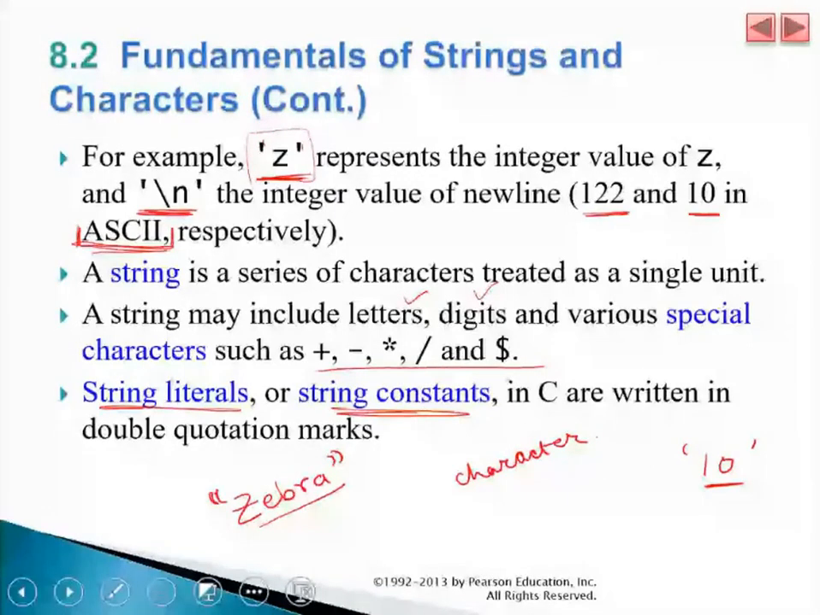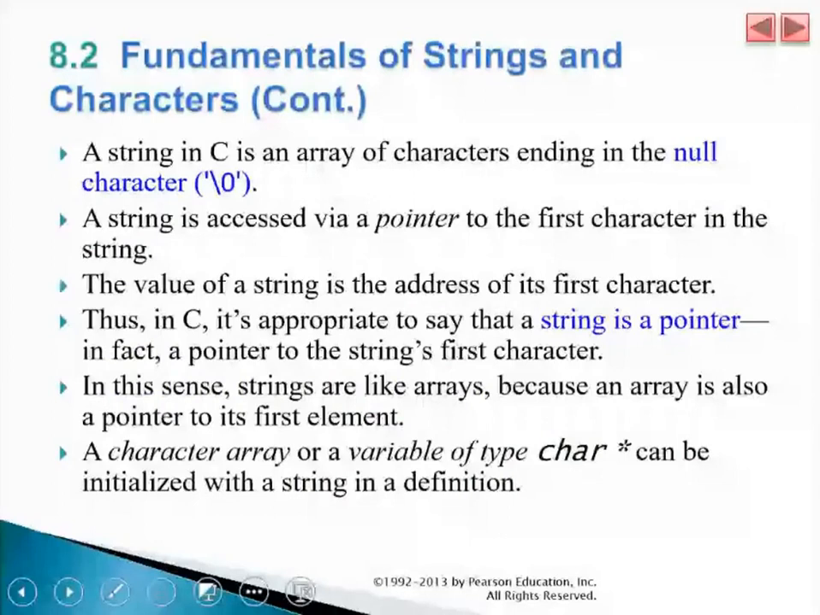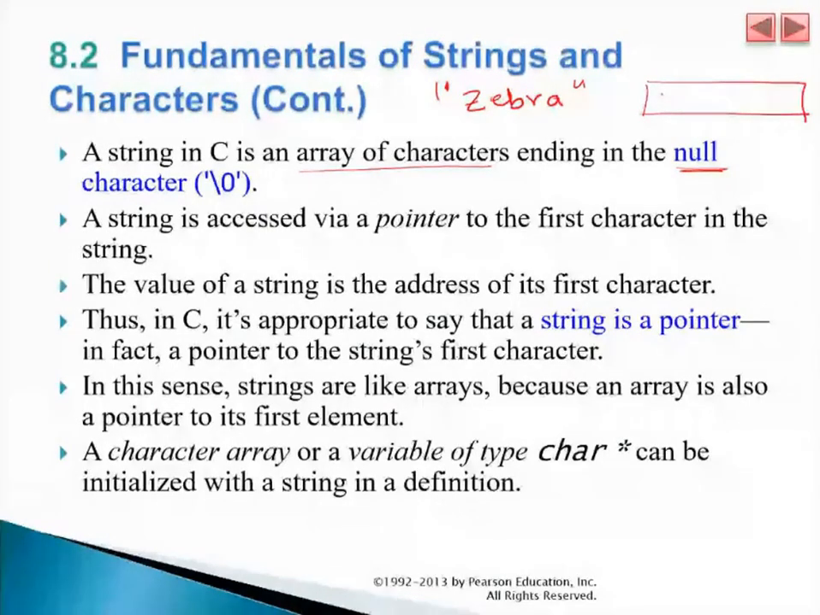Now there is one more property of a string, which is how we end the string. So how will a string get stored in memory? It is nothing but an array of characters, and it actually ends with a null character. So when we write zebra, it has 5 characters, but the C compiler will reserve 6 locations for this. The last is for the string termination character, or null character.